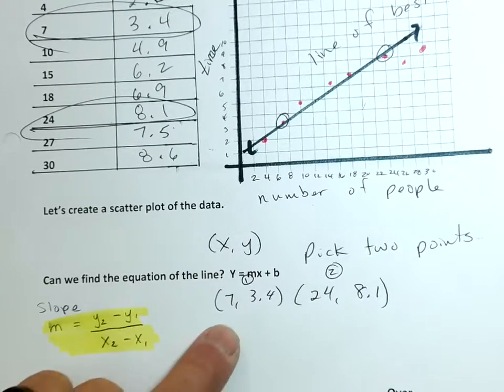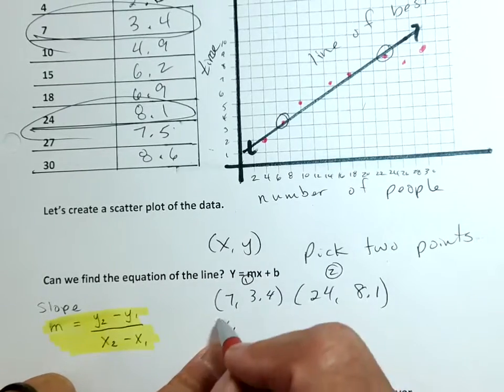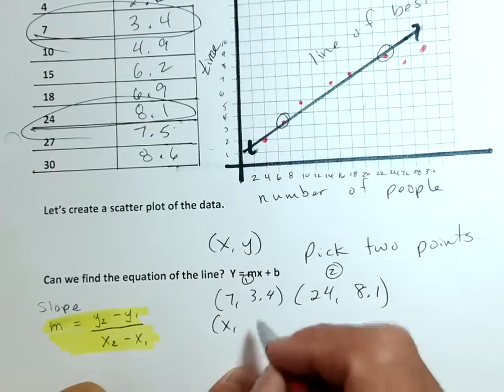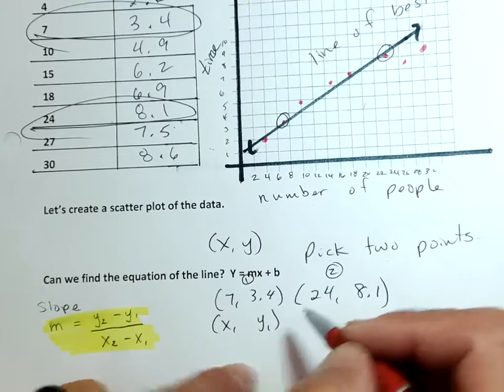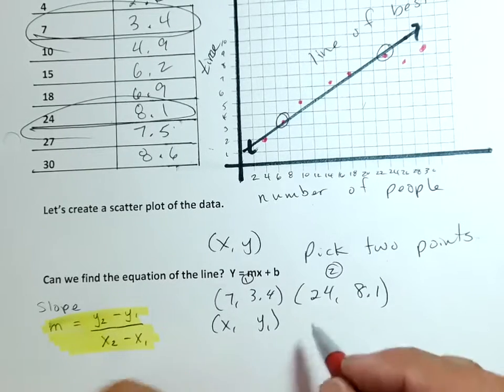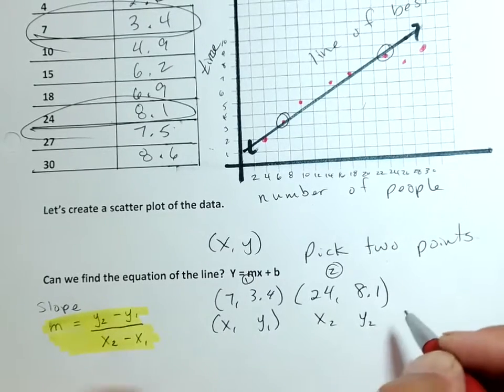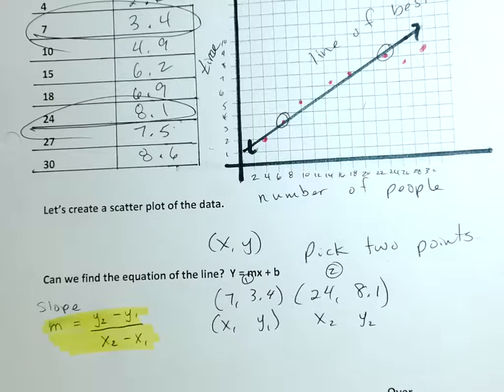If I call this my first point, and this my second point, then that makes my 7 my x1 value, and my 3.4 my y1 value, just because that's my first point, x, y. Am I making sense? This is the second point I picked. Every point has an x, y value, so this is my x2, y2. That's not squared, that's my second x value. That's not y squared, that's my second y value. I know everybody's sleepy and tired, but how am I doing, okay?